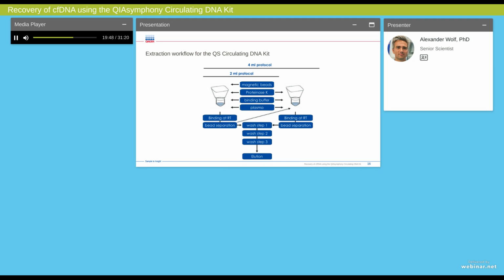The difference to the 4 ml protocol is indicated here by the dotted line. After separation of the beads from the first aliquot of 2 ml sample, the beads are transferred into a new vessel which contains the second aliquot of 2 ml sample, binding buffer, and proteinase K.